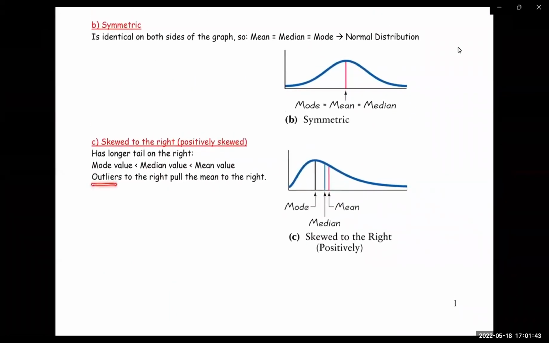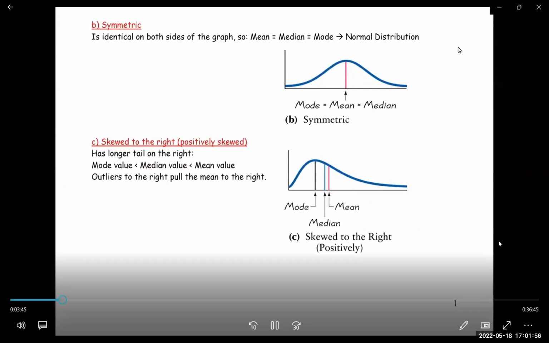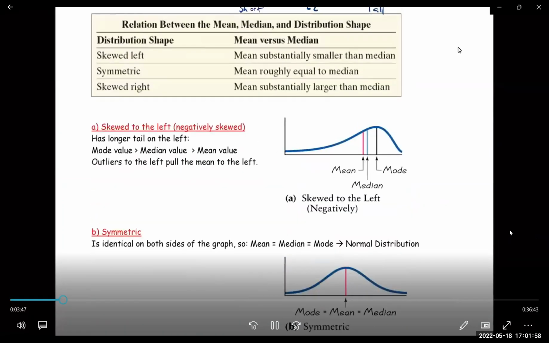It says here, outliers to the right pull the mean to the right. So if you have some outliers, like someone who's really tall, they're going to pull the mean more to the right. And if you had someone that's extremely short, it's going to pull the mean to the left.